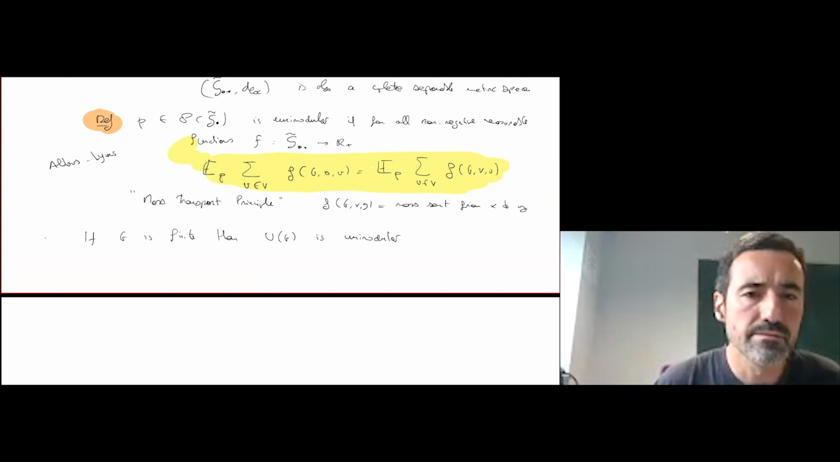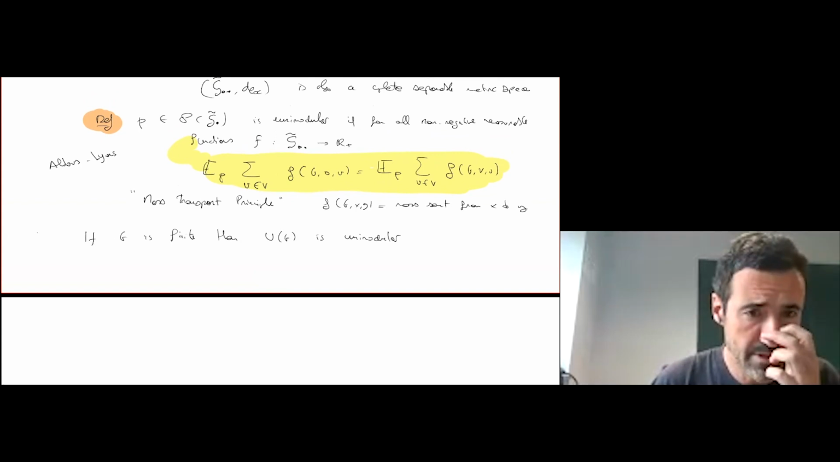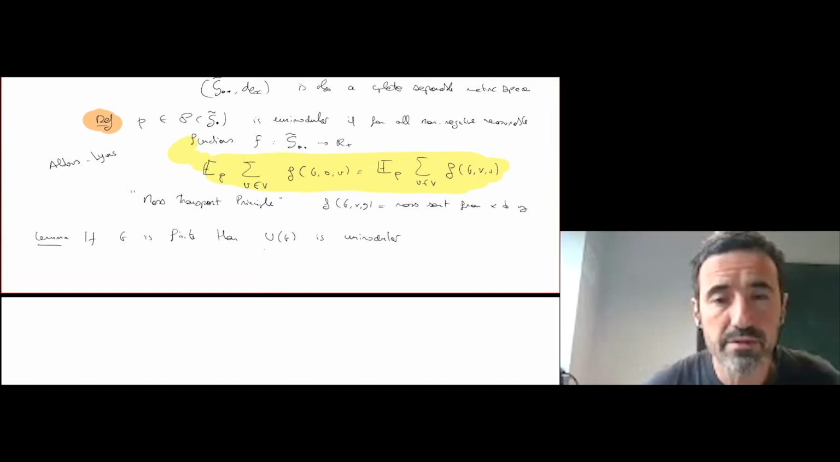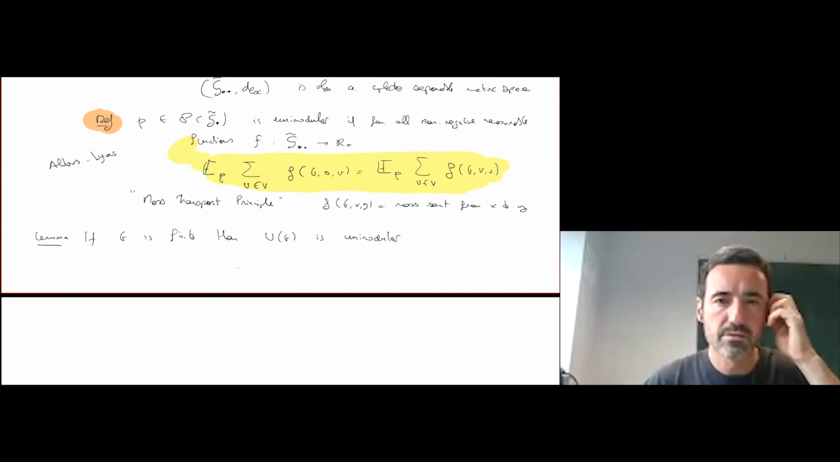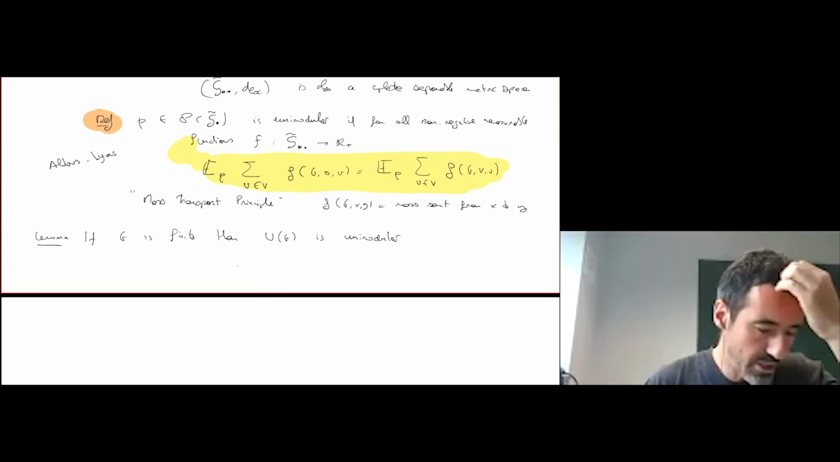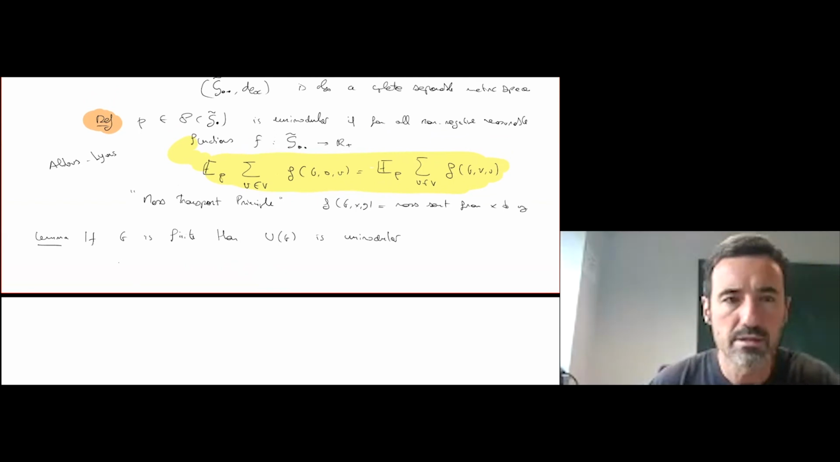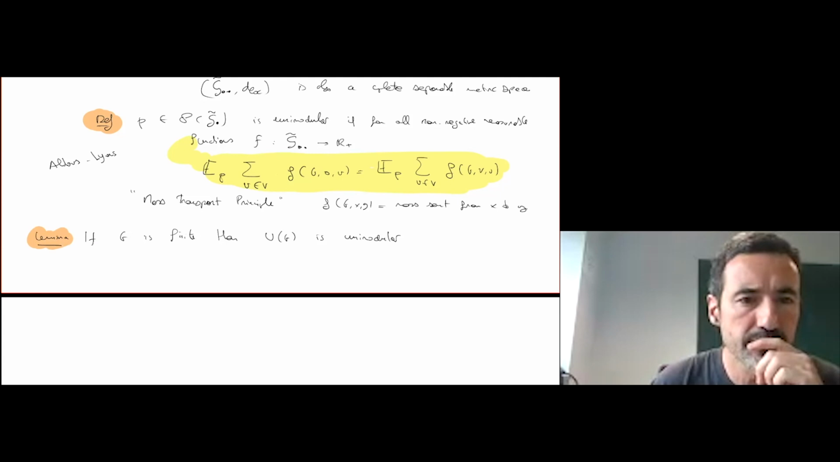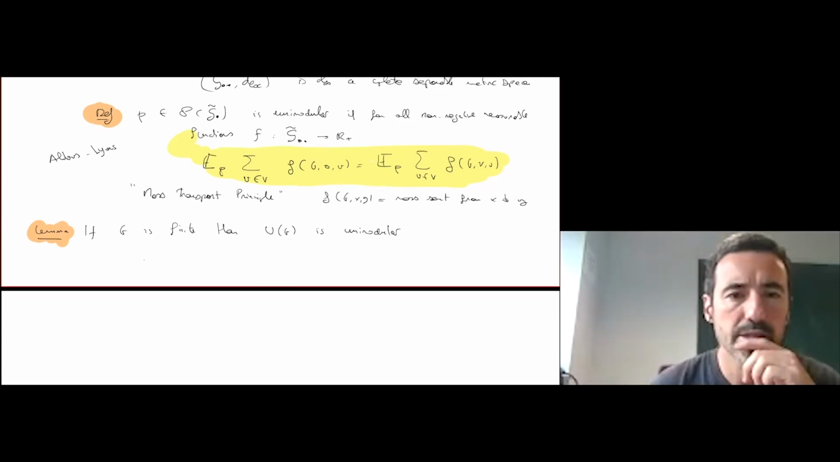So this is a lemma, maybe. Okay, so if a graph is finite, then U of G is unimodular. This is easy to check. It's simply, indeed, a proof.